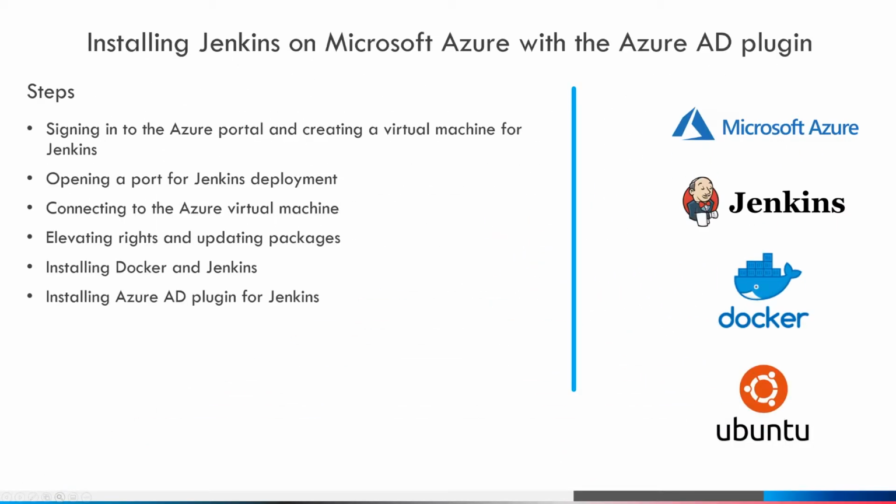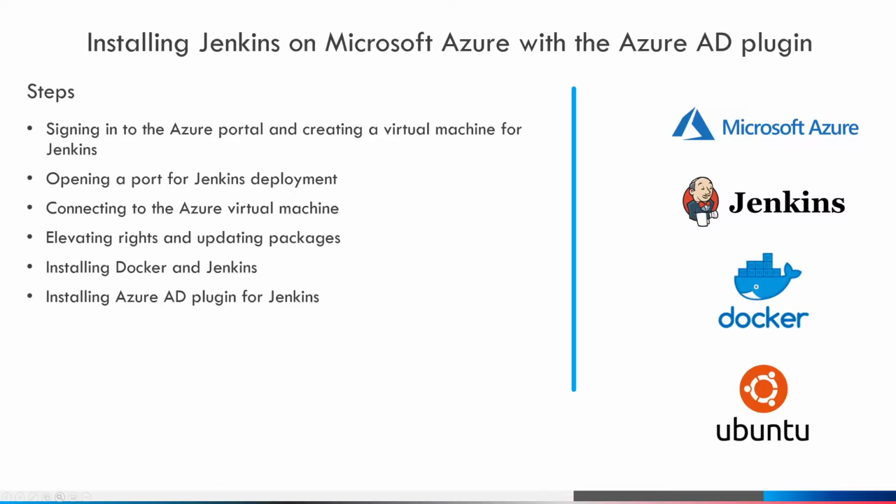To help you understand the installation of Jenkins on Azure, we have divided this video in several steps. First, we're going to sign in to the Azure portal and we're going to create a virtual machine for Jenkins. After that, we're going to open a port for the Jenkins deployment. When the port has been opened, we're going to connect to the newly created Azure virtual machine.